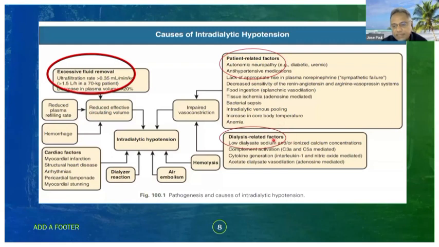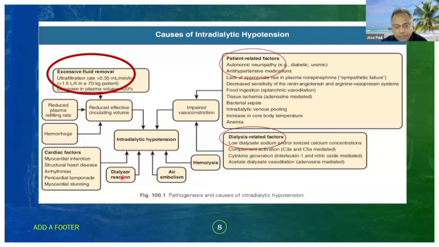Then there are certain dialysis related factors, like a low dialysate sodium. Especially if you use acetate dialysis, that can lead to hypertension. Another cause is cardiac factors, like the patient can have an arrhythmia such as atrial fibrillation, or myocardial infarction. So these are, in general, the causes of intradialytic hypertension.